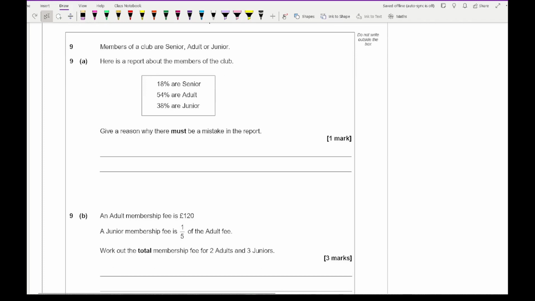Moving on to question 9, it says that members of a club are senior, adult or junior. Here is a report about members of the club, and we've got 18%, 15%, 54% and 38%. It says give a reason why there must be a mistake in the report. Well, the most obvious one is that they don't all add up to 100%. Obviously there's no fourth option.